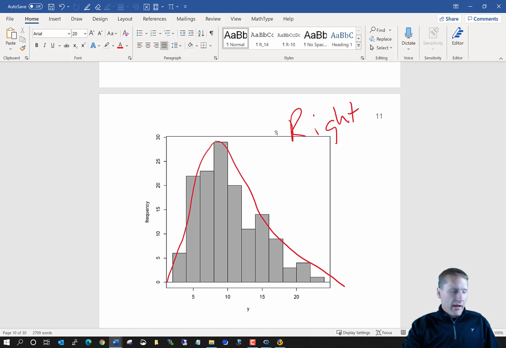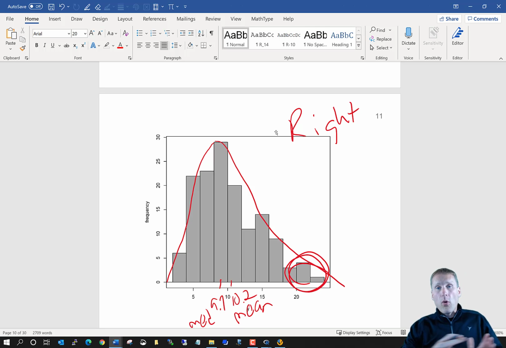In this particular case, the median was about 9.7 and the mean was 10.2. So notice how the mean, let me actually write that there, the mean is greater than the median, because these values out here are pulling the mean towards it, where they have less of an effect on the median.